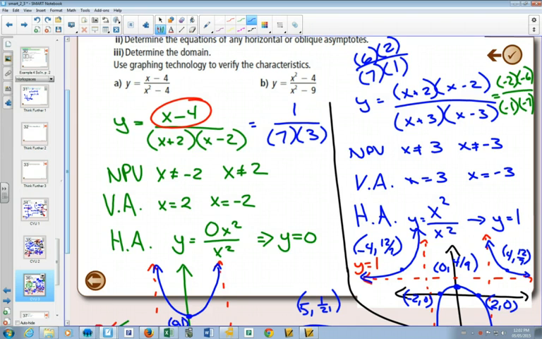Questions you can do for this one are 9 and 10.